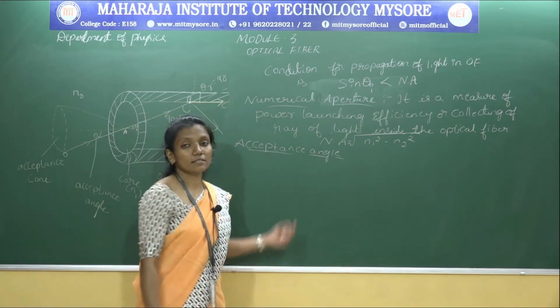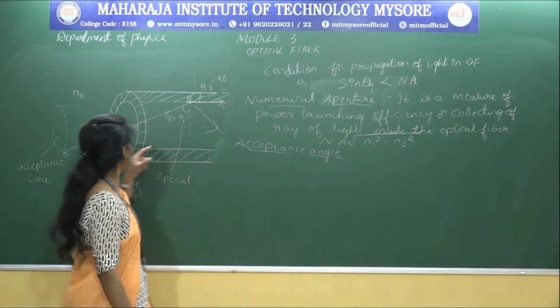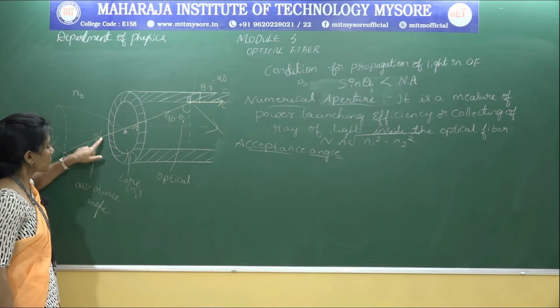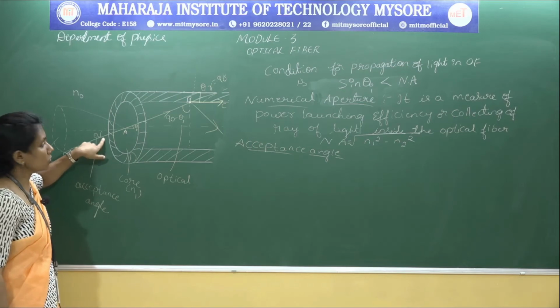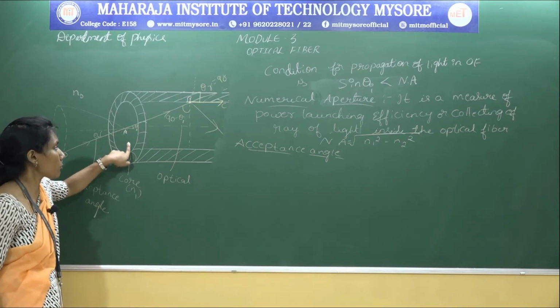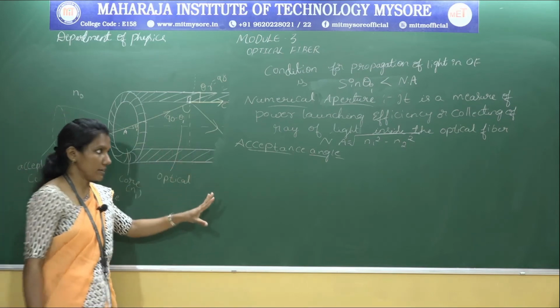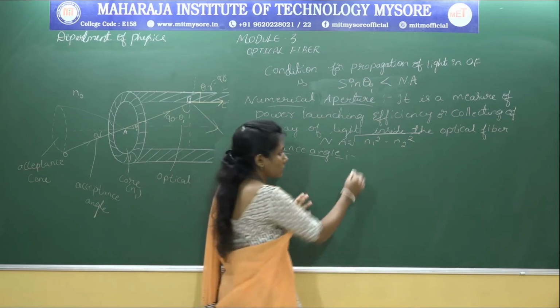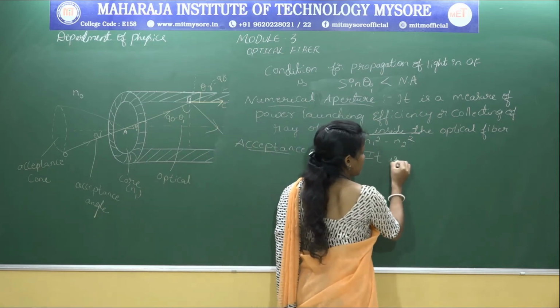And the acceptance angle, theta naught, is the maximum angle to the optical axis at which a ray of light will propagate inside the optical fiber. That is nothing but the acceptance angle. It is the maximum angle.